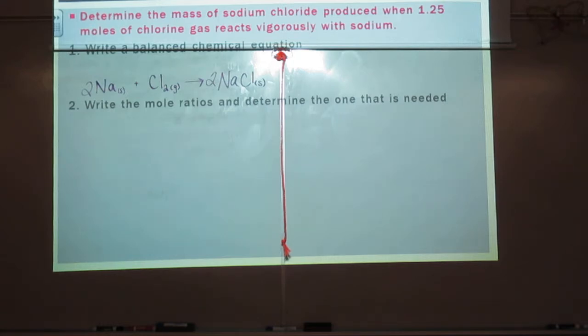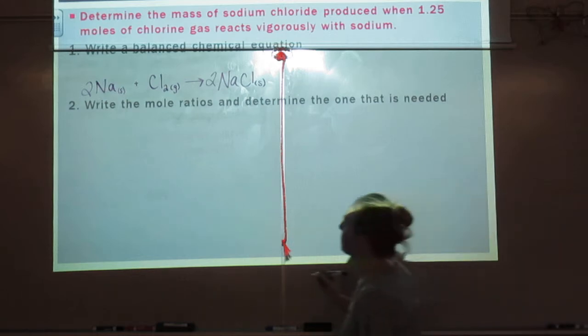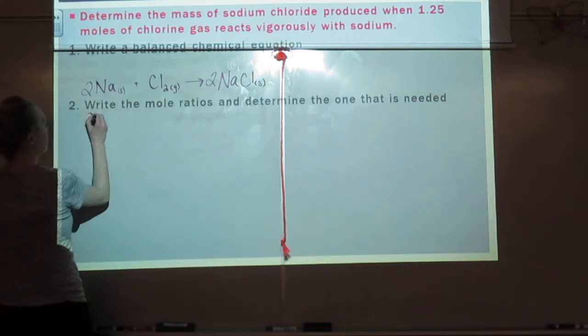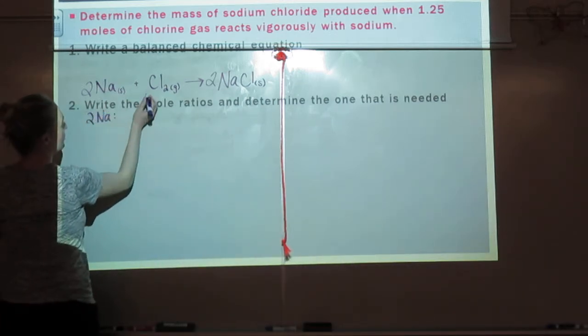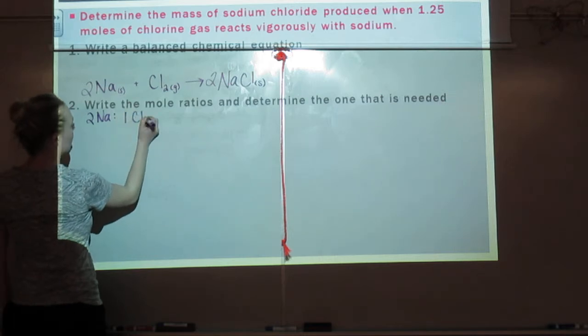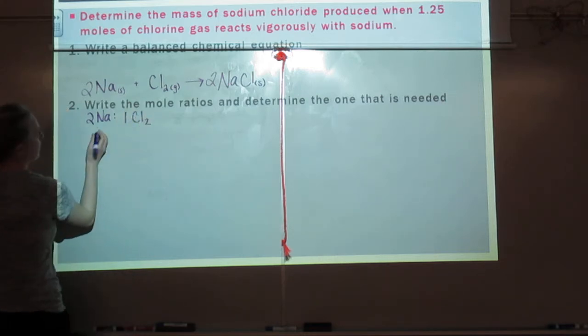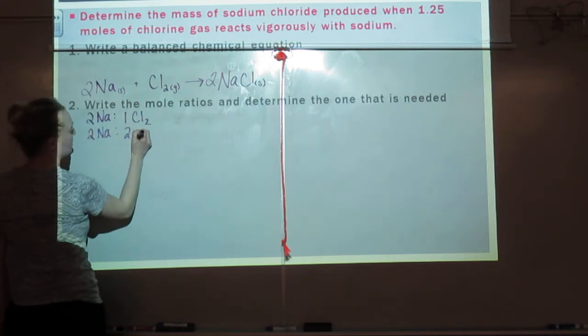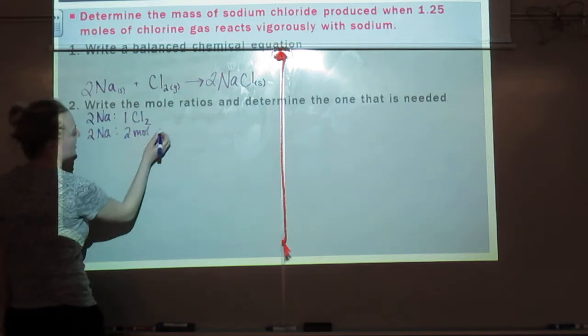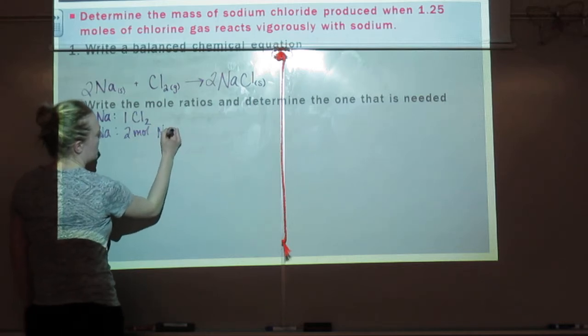Okay, write the mole ratios and determine the one that is needed. So we'll be able to write as many ratios as needed here. We've got our 2 Na for every 1 Cl2. And then we've got our 2 moles of Na for every 2 moles. I just wrote moles there. I guess you can write moles everywhere. That's probably what we should do.